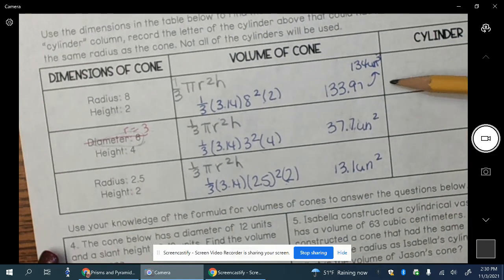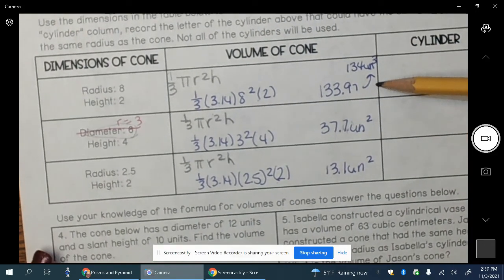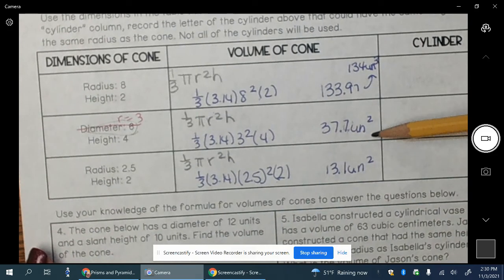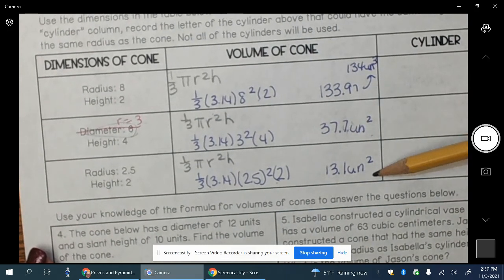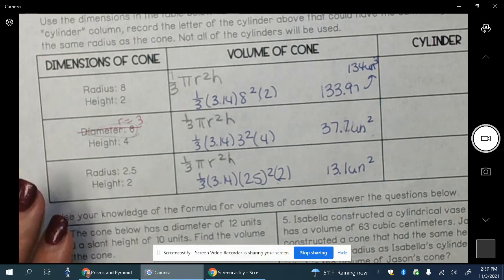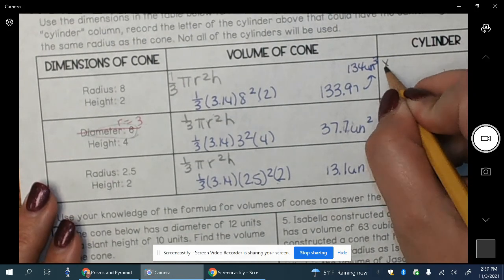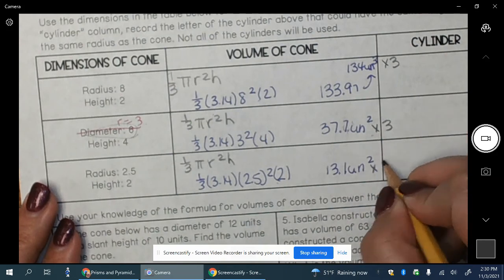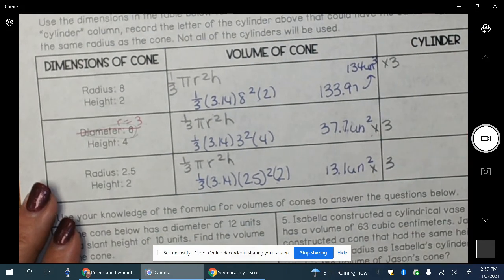Okay, so hopefully you got 134, and then 37.7, and then 13.1. Okay, so that is the cone. Now, if you wanted to find the matching cylinder, what do you think you could easily do? Times it by 3. Isn't it cubed? Oh, yep. I did on the first one, not the second two.